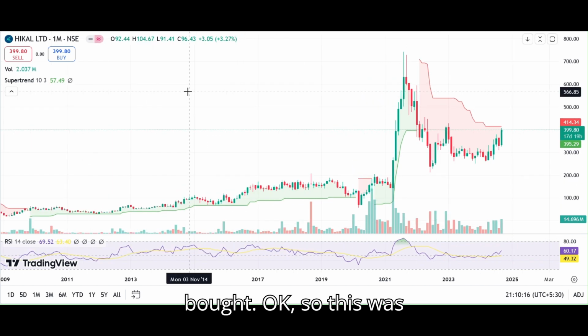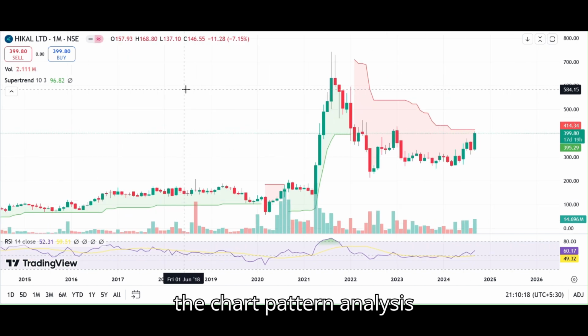Okay, so this was the chart pattern analysis for Hikal stock.